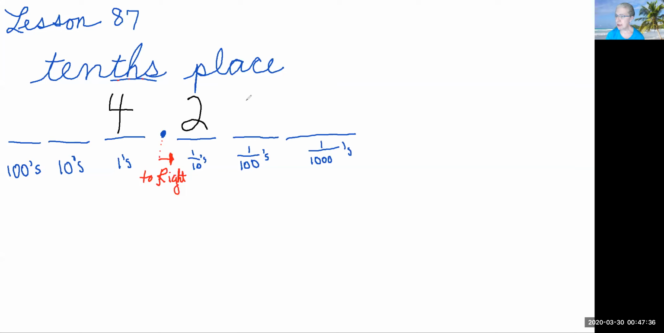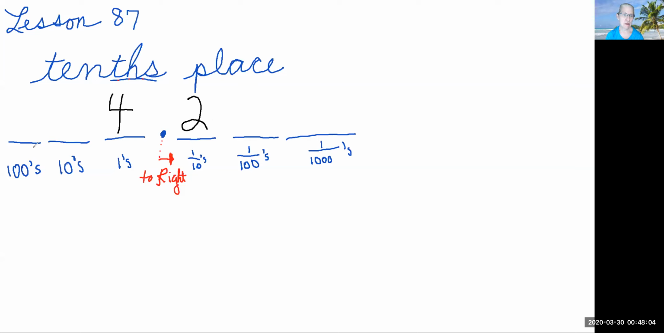The tenths place is the first place to the right of the decimal point. Anything to the right of the decimal point is going to be less than the number 1. It's going to be less than a whole number. It's going to be a part of a number. And the tenths place is 1 part of 10 equal parts.